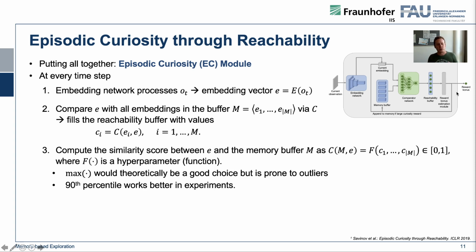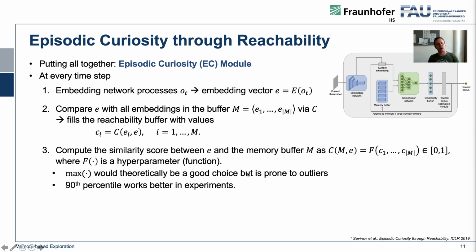And now what we can do from there onwards is compute a similarity score between the embedding E, so between the current state, and all the elements in the memory buffer. And we can use a function for this, which is something like a hyperparameter. It could be like a max function. So in this case, I would say the similarity of the current observation is the maximum similarity from all the states that I have in memory, which would be theoretically a good choice.